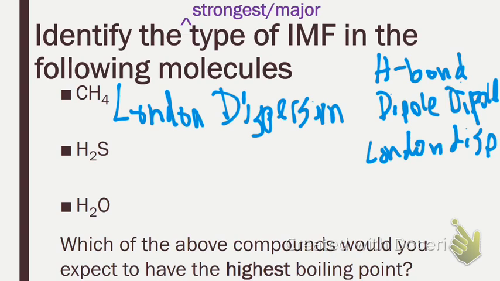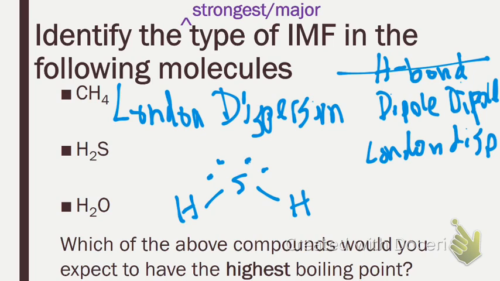H2S. Does it have hydrogen bonding? I've got H's again, but once again, there's no F, O, or N, and we can't hydrogen bond without one of those. So that's not the best option. If we look at the molecule H2S here, then it has these lone pairs on that central atom, and so that is polar. So that means it does have dipole-dipole forces. So that is our major force for H2S.